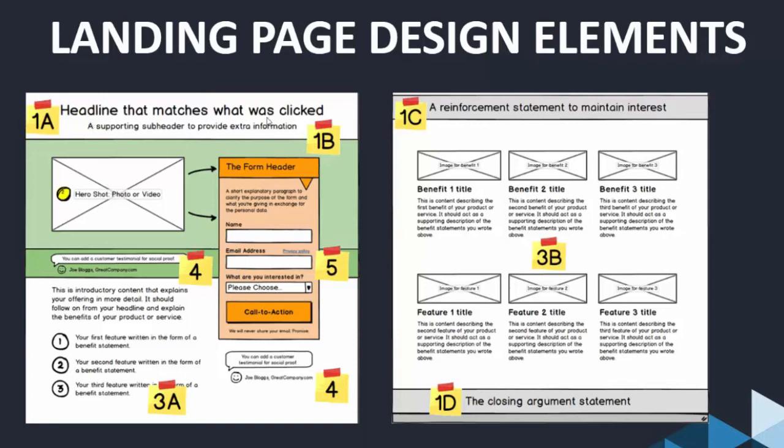So here's the headline, here's the supporting headline, here's the hero shot, and then you have the form header. This is where they're putting in their information, a nice big call to action button there. And then you have some social proof here. Then you tell them a little bit about what this is in more detail, some benefits right here, right? And then another social proof testimonial right here as well.